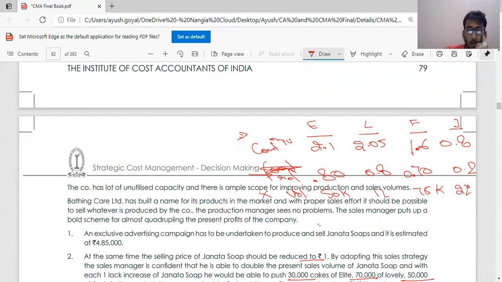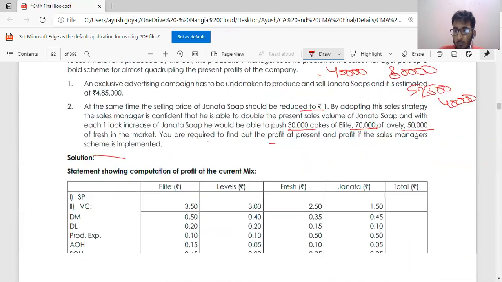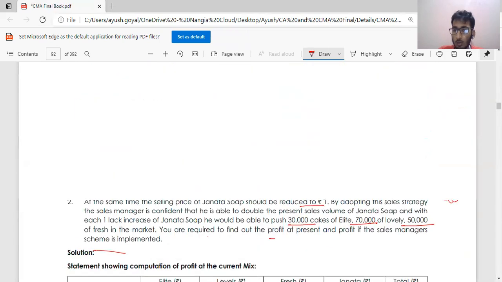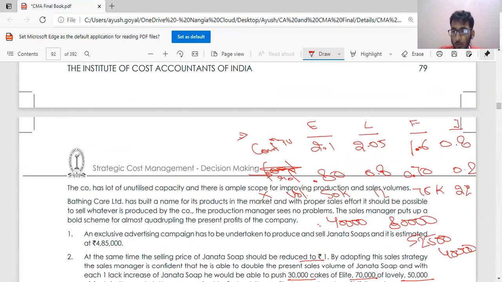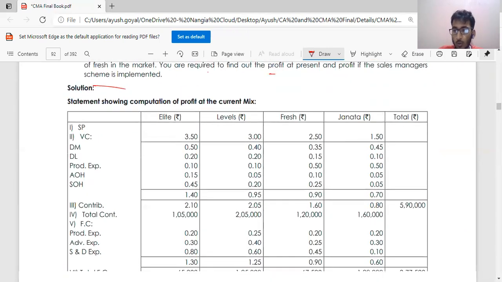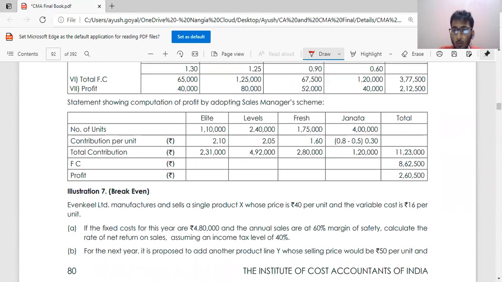So just calculate it. It would be 40,000 profit. It would be 80,000 profit. 75K multiplied by 0.7 would be 52,500. And it would be 40,000 profit. So the total would be 80, 40, 120, 120, 40, 160. It would be 212,500. The total profit is 212,500.